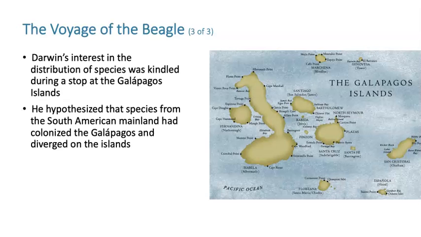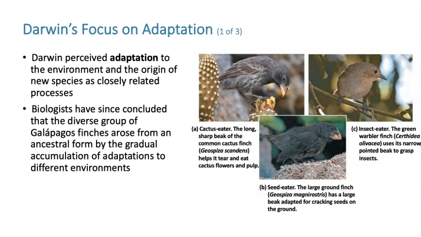And of course, Darwin did spend quite a bit of time in the Galapagos Islands. He was very interested in the distribution of species, particularly birds, during his stop at the Galapagos Islands. One of the things he realized is that species from the South American mainland were the ones that seemed to be the most similar to the ones on the island, and so had probably colonized the Galapagos Islands. After they had gotten to the Galapagos Islands, it is then that they diverged from the original species that had colonized the islands.